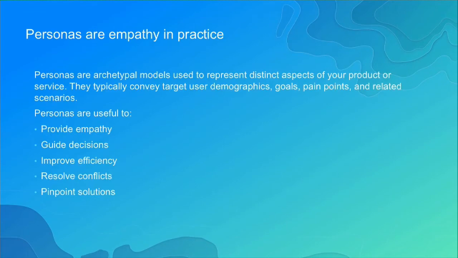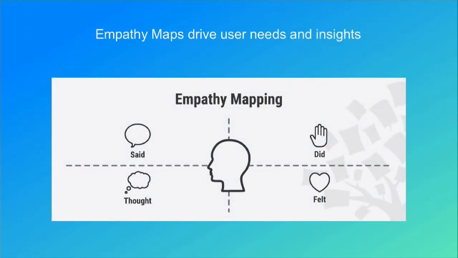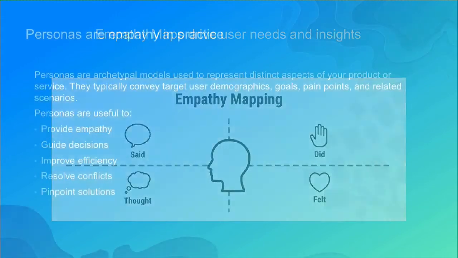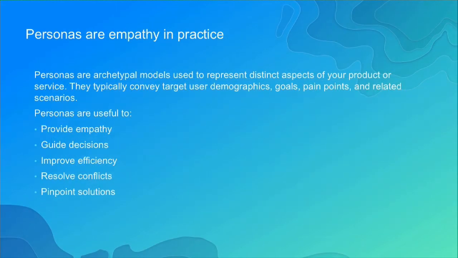So this kind of empathy map here, doing this kind of activity, is really building up a user proxy, trying to understand your user without them being in the space that you are designing or implementing. And those are generally called personas. People are probably familiar with the concept of a persona. The personas typically convey target user demographics, goals, pain points, and related scenarios.